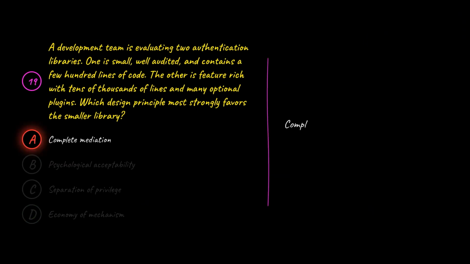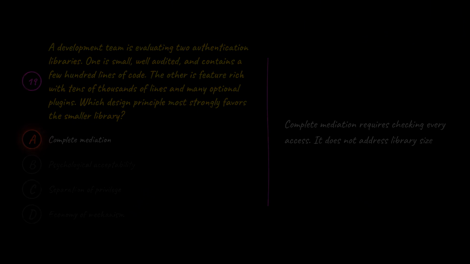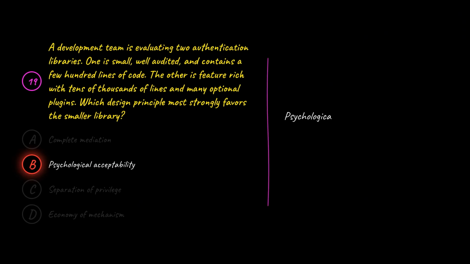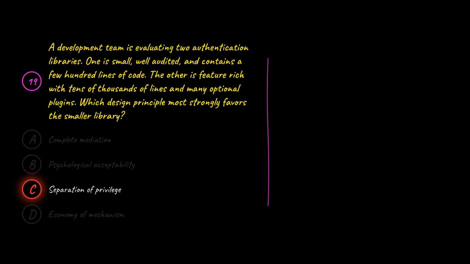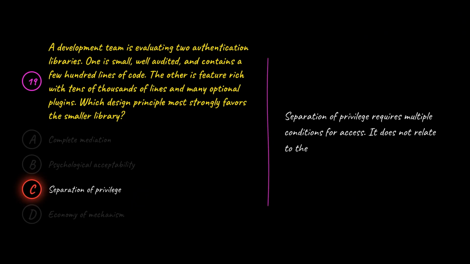A is wrong because complete mediation requires checking every access. It does not address library size. B is wrong because psychological acceptability addresses whether users will accept and use a control. Library size is not the issue. C is wrong because separation of privilege requires multiple conditions for access. It does not relate to the simplicity of a chosen mechanism.